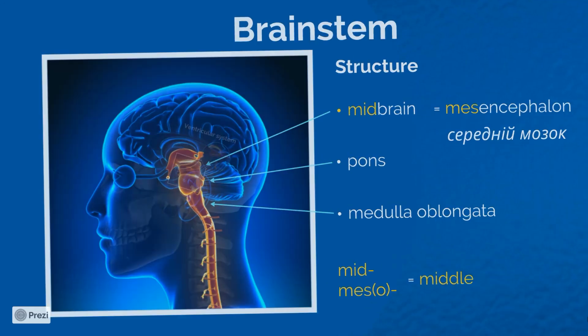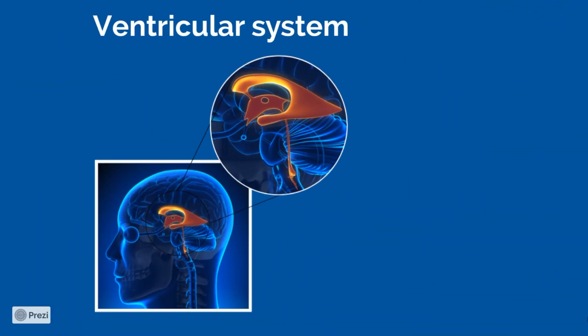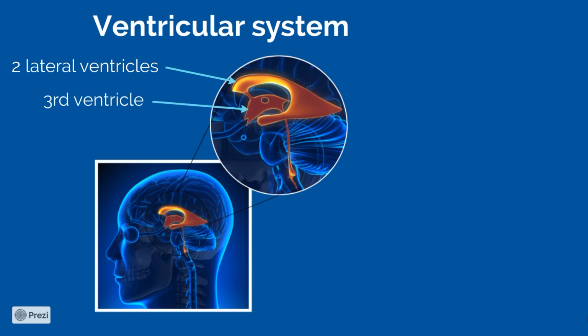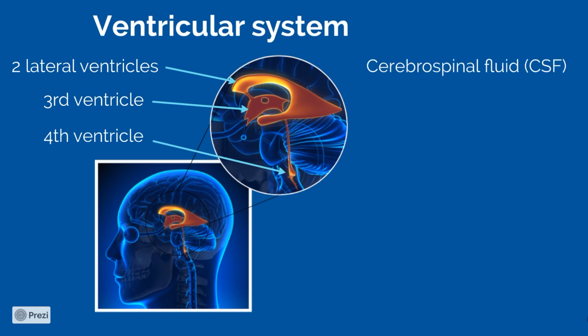The ventricular system is also worth mentioning. It consists of two lateral ventricles in the cerebral hemispheres, a third ventricle in the midbrain, and a fourth ventricle in the pons and medulla oblongata. It contains an essential substance, the cerebrospinal fluid, or CSF, which is spinnomozkova ridina, or liquor.